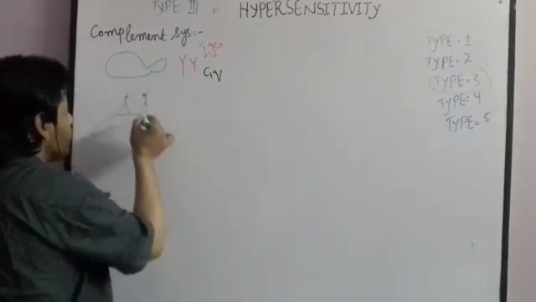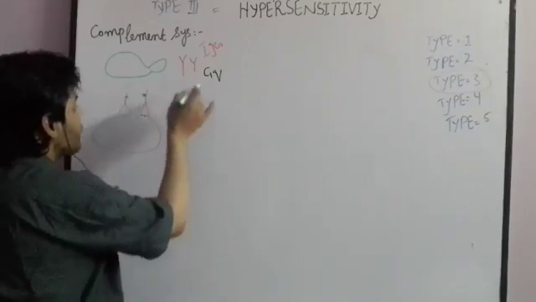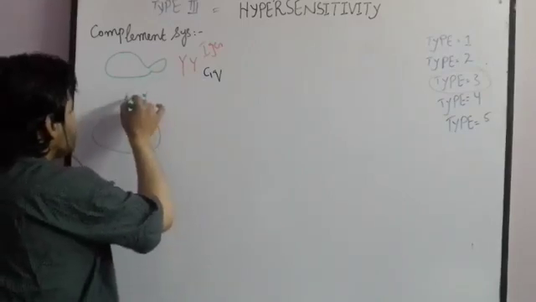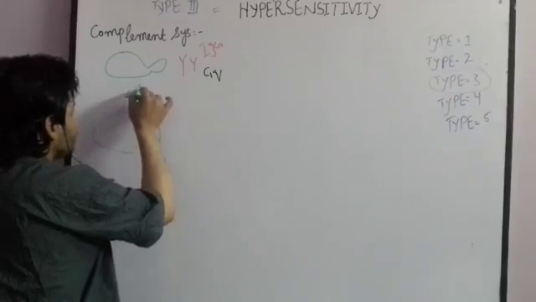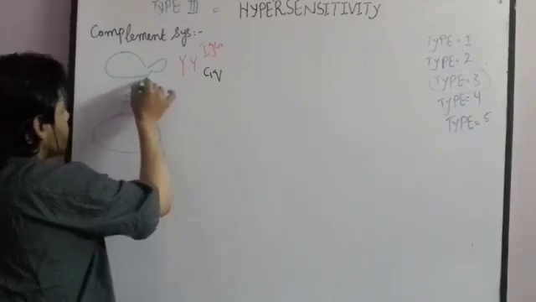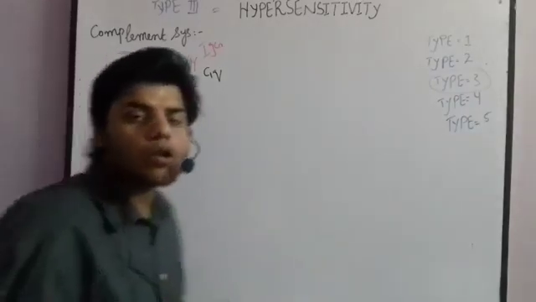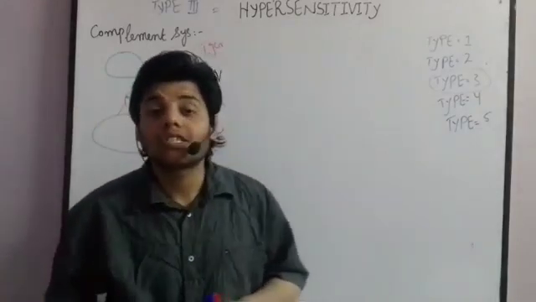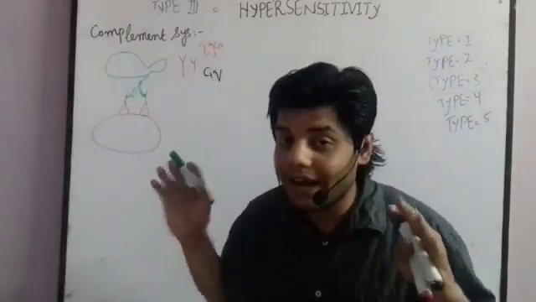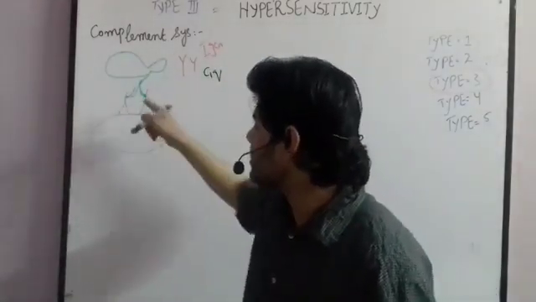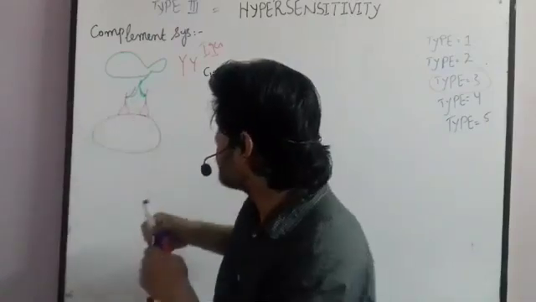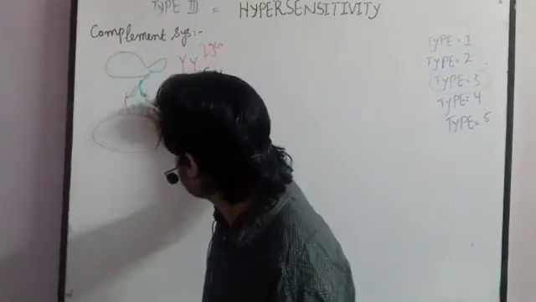These are the Fc portion, as I drew. At the Fc portion, proteins are involved. Let's suppose these are the C1q proteins. Once they bind to that area, this is the C1q protein.